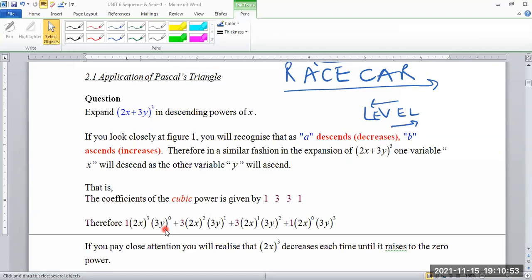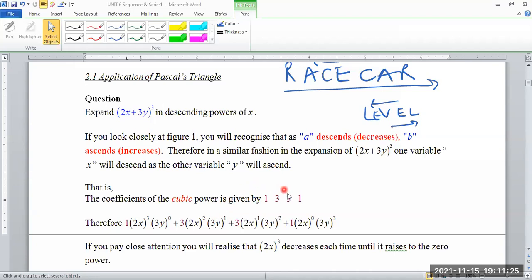Watch this now. This is 2x to the third power. Remember, A descends, B ascends. So A is going to lose 1. So the next term is going to be 2x to the second power. And then B is going to ascend. So now we're going to have 3y to the first. Magic. Then I'm going to check. You need to check every time, you know. 2 plus 1 is 3.